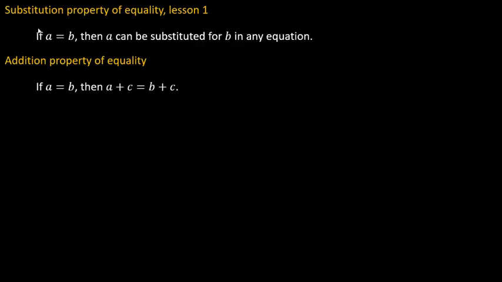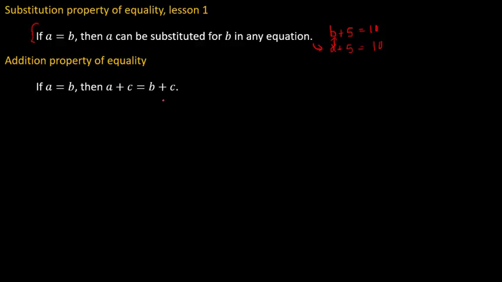So, our substitution property of equality tells us that if A equals B, then A can be substituted for B in any equation. So, if I had some equation B plus 5 equals 10, and I knew that A equals B, I could substitute A for B and say that A plus 5 equals 10. I made a substitution, okay?